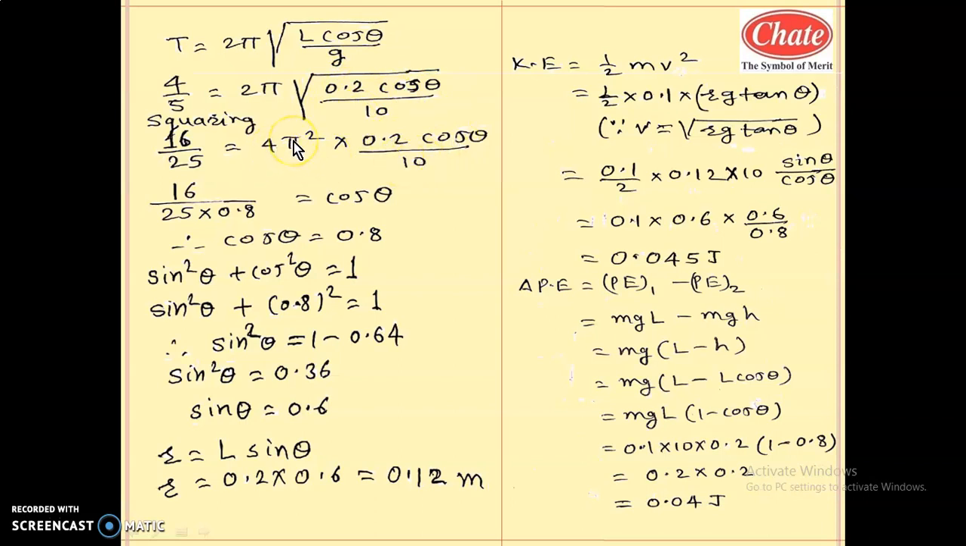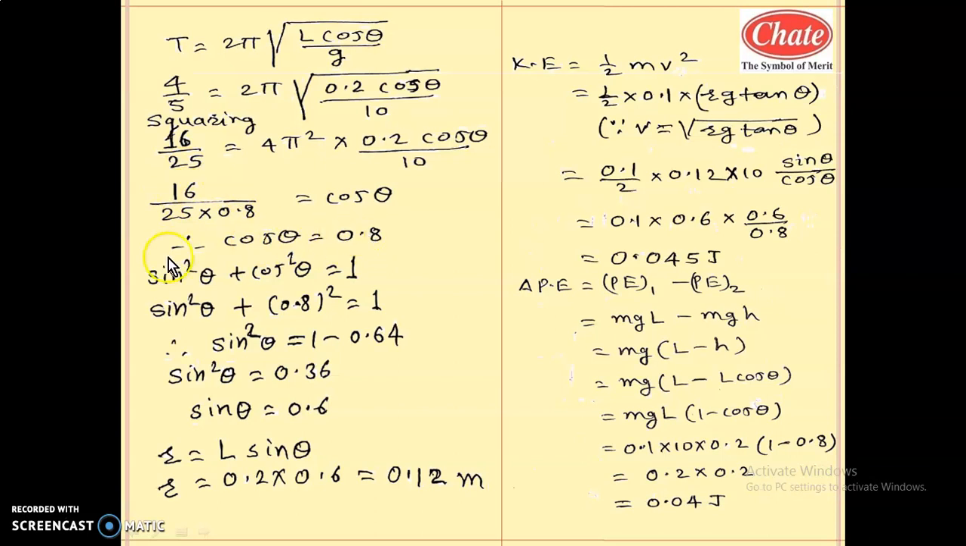Now pi square value is given as 10. So pi square gets cancelled with this. 4 into 0.2 is 0.8. This 0.8 will be shifted to this side. So the LHS becomes 16 by 25 with this 0.8 in the denominator. That is the value of cos theta. On solving this, you will get cos theta value 0.8.